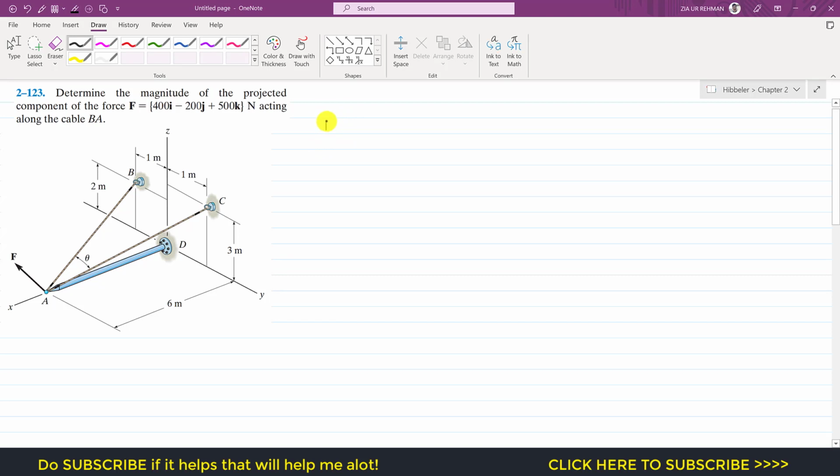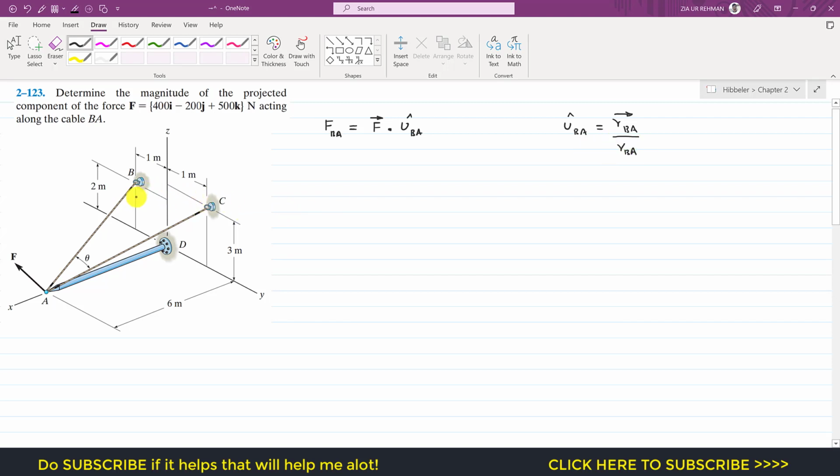So the magnitude of the projection of the F force along BA will be equal to the force F dot product with the unit vector from B to A. So we need to find this unit vector from B to A. As we know, the unit vector from B to A is equal to the position vector from B to A divided by its magnitude. So we can find the position vector from B to A.